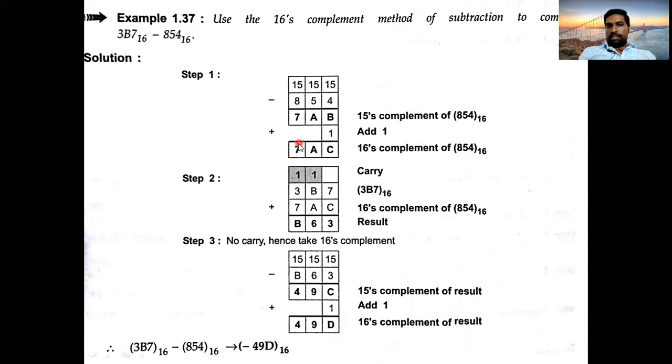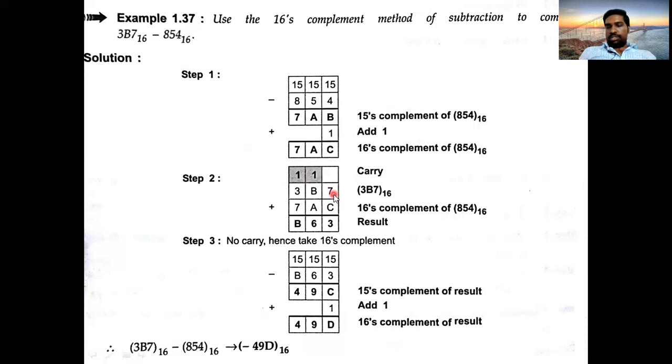Next, same concept. Go with the 16's complement. First find the 16's complement for 854. So first find the 15's complement. 3 digits are there, so take three 15s separately and subtract 854. You will get 7AB as the answer. 7AB plus 1, you will get 7AC. So this is the 16's complement. So 16's complement plus the A value 3B7. So 3B7 is your A value. 7AC is the 16's complement.